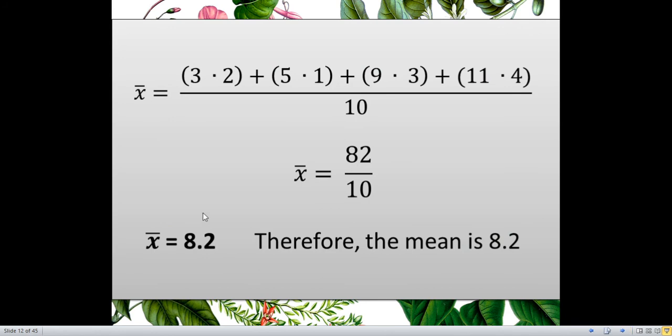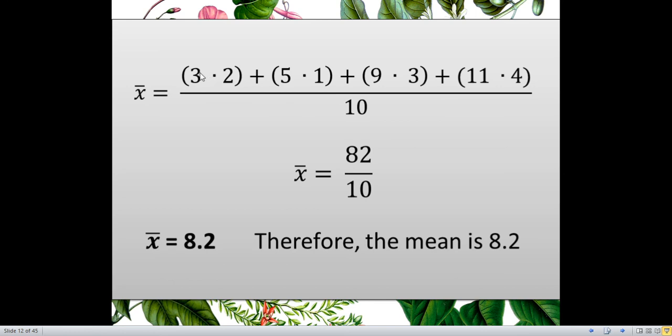So mean equals, put it in a parenthesis. Remember, parenthesis is a separation of all your operations. So we have 3 times 2 inside the parenthesis plus 5 times 1 again inside the parenthesis plus 9 times 3 again inside the parenthesis plus 11 times 4 again inside the parenthesis, all over 10.